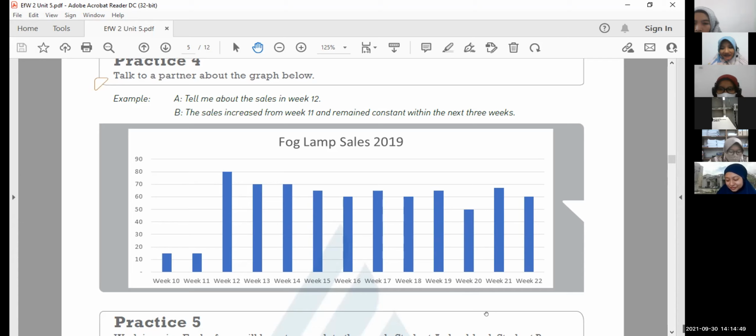All right. What do you think, Miss Shanas? Yes, I think for the chart, week 10 until week 11 is unstably stable, and then week 11 until week 12 goes to increase or rise. Increased, right, rose. Okay, increased or rose. Okay, thank you, group one.